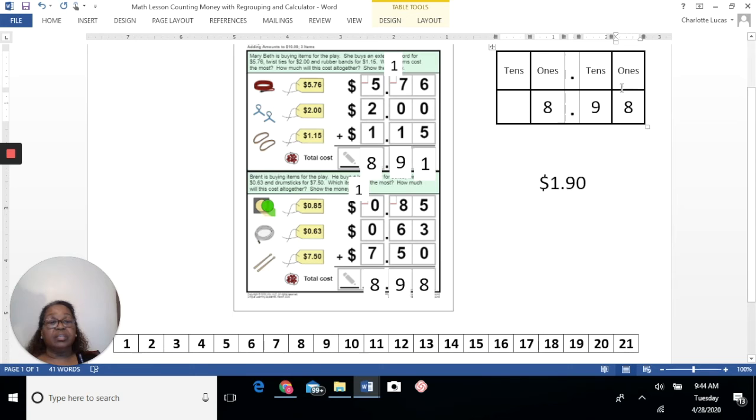Everything on this side of the decimal is less than $1, less than 100 cents. Everything on this side represents whole dollars. So we have done some regrouping. We're showing how we need to regroup to the tens place when we have 2-digit numbers in that place value.